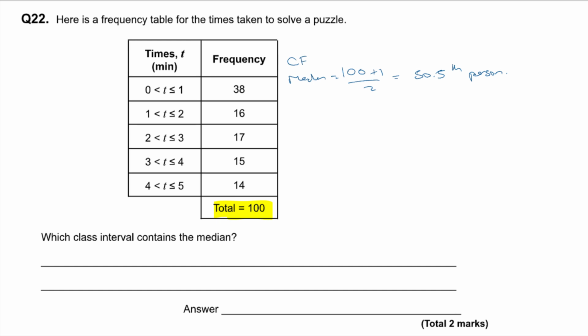If I work out cumulative frequency, then the first 38 people are in here, so persons 1 through 38. The next 16 in here take me up to 54 in cumulative frequency. So the 39th to the 54th person are in that group, which means the 50th and the 51st person are in this group here. So which class interval is the median in? It's going to be the 1 less than t less than or equal to 2 category.